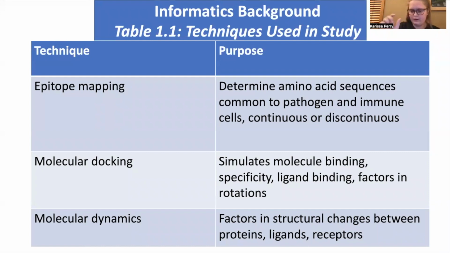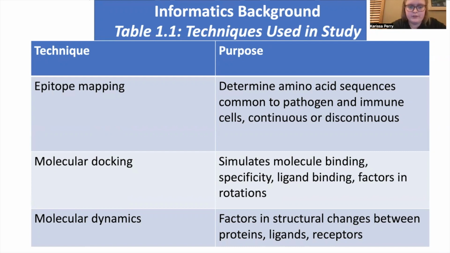It can either be a sequence that is one section on this part of the protein and then does a jump and is another section on another part of the protein, which is known as a discontinuous epitope, or it can be continuous. So it can be one solid connected section of a protein.